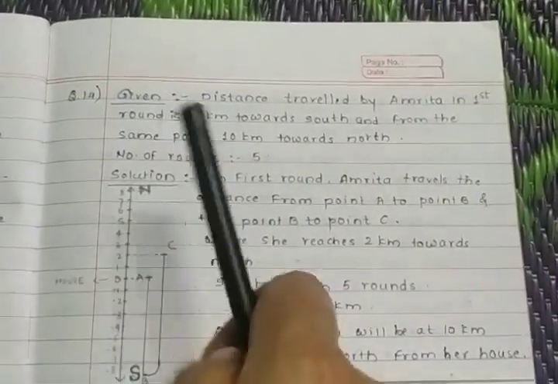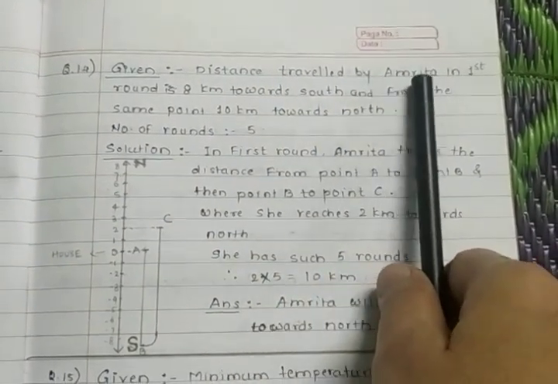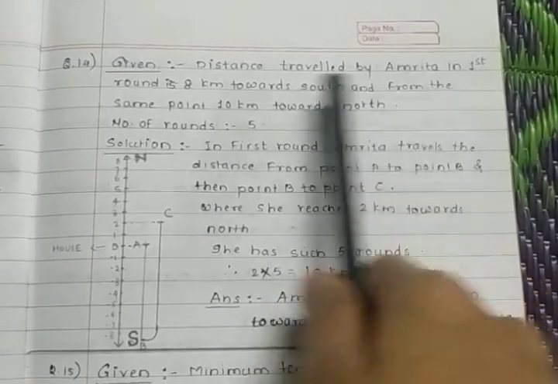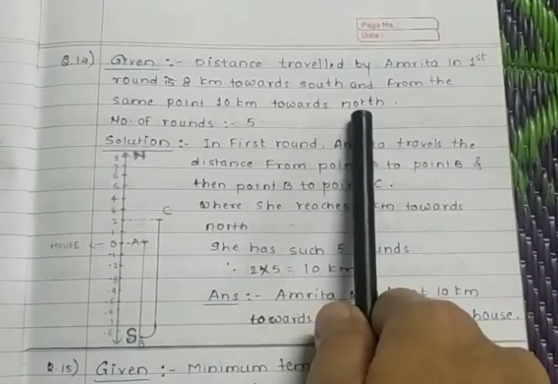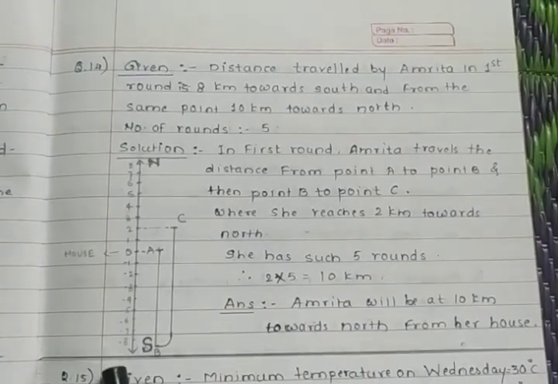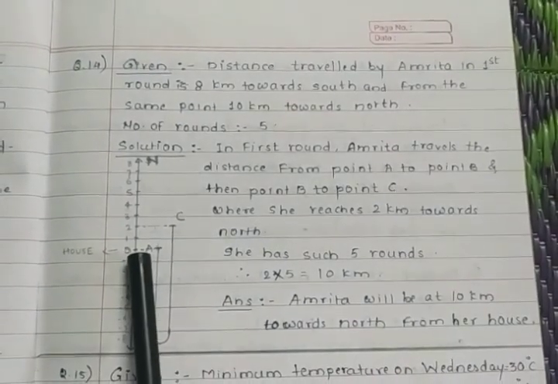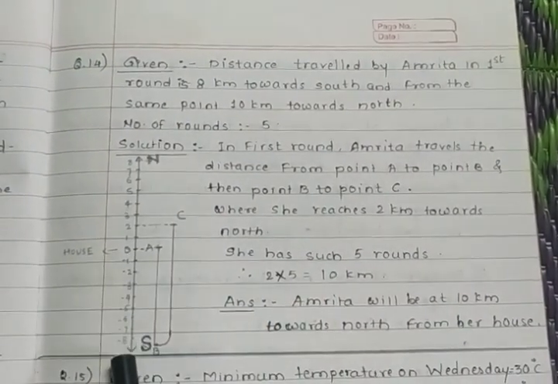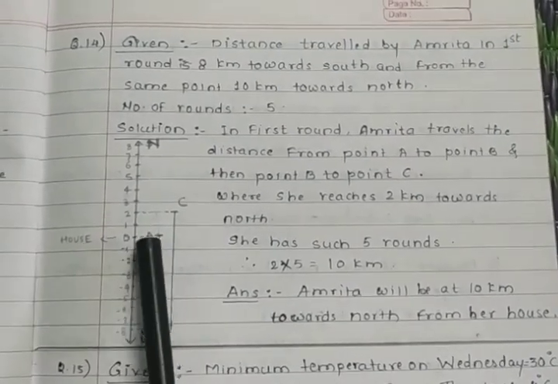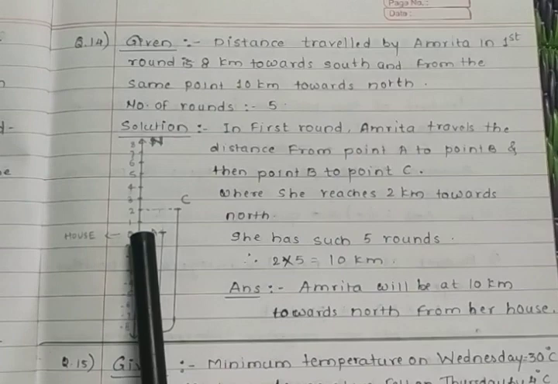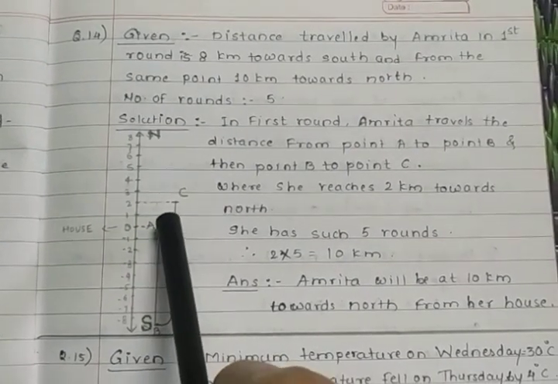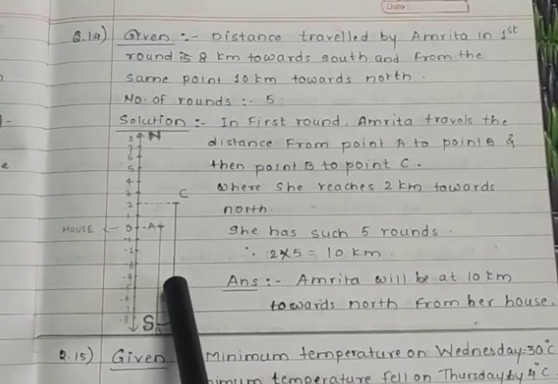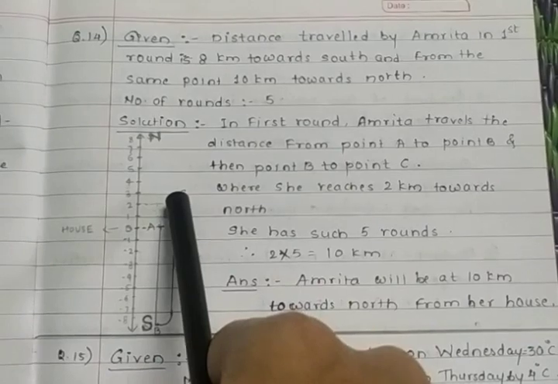We'll see what is given. The distance traveled by Amrita in the first round is 8 km towards south, and from the same point 10 km towards north. See, here a number line is there, right? Here 0 is there. On the upper side we write all positive numbers, on the downward side all negative numbers. At 0 her house is there. She started from 0. First she moves towards south 8 kilometers, then towards north 10 kilometers. Got it?